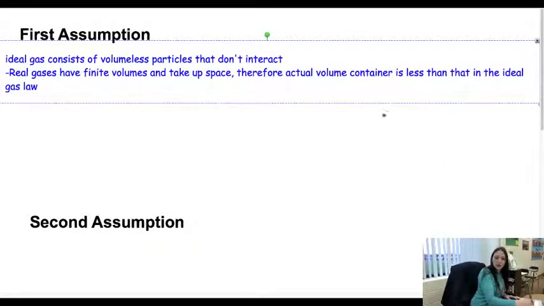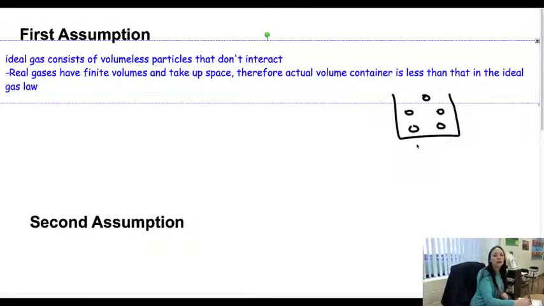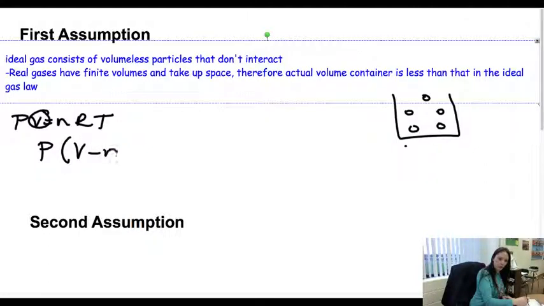Because when we look at these gas particles, they actually do take up space, even if they are far apart. So that means in real life, the volume of this container is really less because these particles are taking up some of that overall space. So what we do is we correct for that. We have normally PV equals nRT, but now we're going to correct my volume. So we take P times (V minus nb) equals nRT.